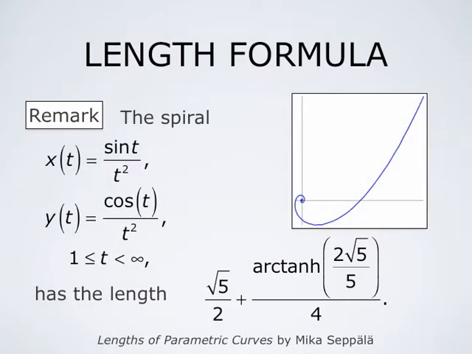We complement the previous example by observing that the spiral x of t equals sine of t divided by t squared and y of t equals cosine of t divided by t squared approaches zero faster than the previous spiral. And it can be shown by precisely the same computation that this spiral, when t goes from 1 to infinity, has a finite length, and this finite length can be computed. It is square root of 5 divided by 2 plus hyperbolic arctangent of 2 times square root of 5 divided by 5, and that divided by 4. Therefore, these spirals may also have finite lengths, even though they appear to turn around the origin infinitely many times.